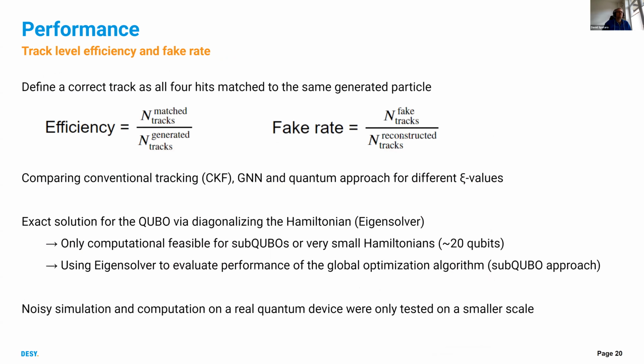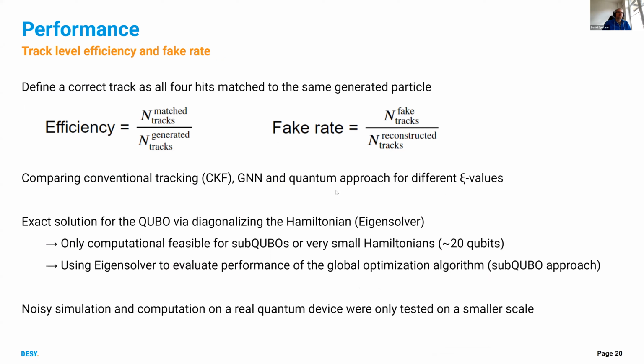So to measure the performance of the track reconstruction for the different approaches, we are using efficiency and fake rate, and we define a correct track as all 4 hits match to the same generated particle.